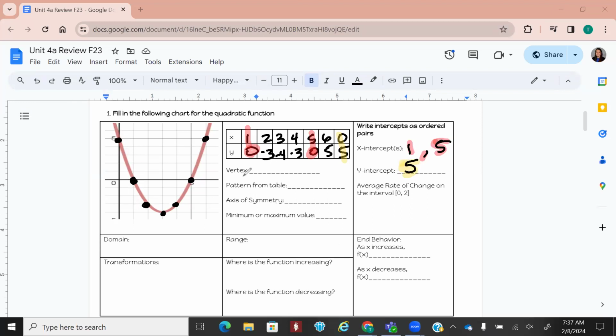Cool. All right. What is our vertex? What's our lowest or highest point? Not 5. It goes down, right? So are we going to have a minimum or maximum? We're going to have a minimum, and it's going to be right here. It's the lowest point. This is like that point on a roller coaster where you feel like your stomach just fell to the bottom. So 1, 2, 3, -4, right? Cool.